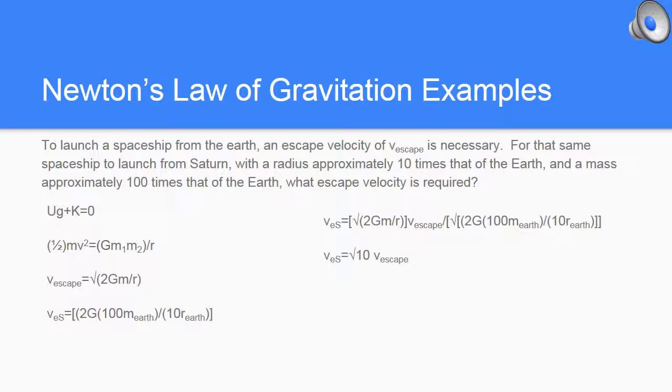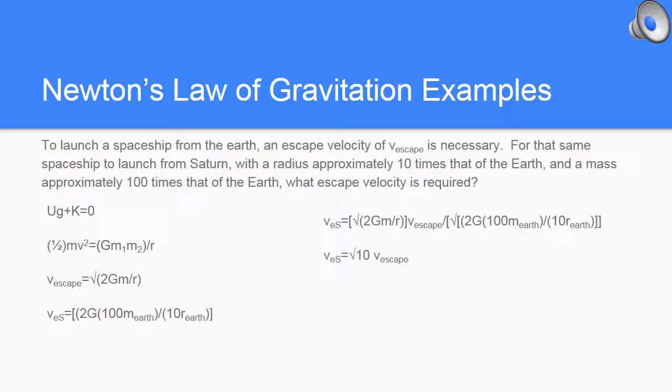And we're going to be solving for the escape velocity, so we're solving for the velocity. So we have the escape velocity equals the square root of 2 times the gravitational constant times the mass over the radius. And then we are going to plug in the mass of the Earth, 100 times the mass of the Earth, and 10 times the radius of the Earth.